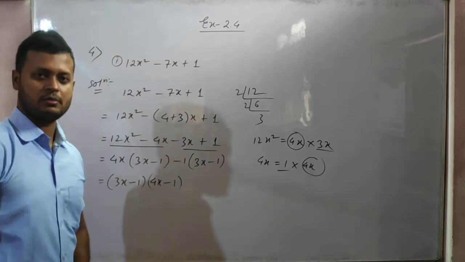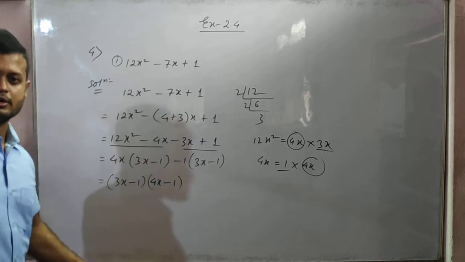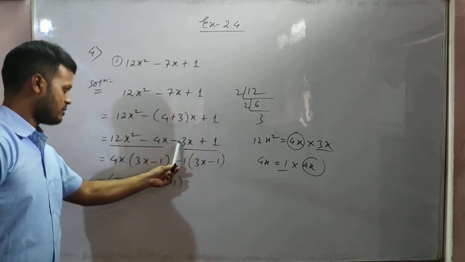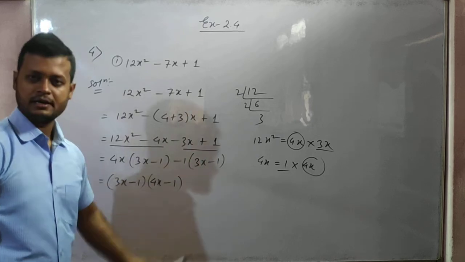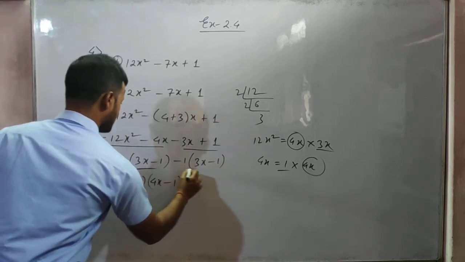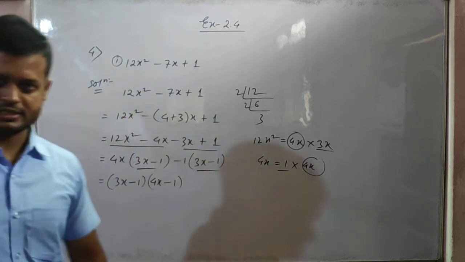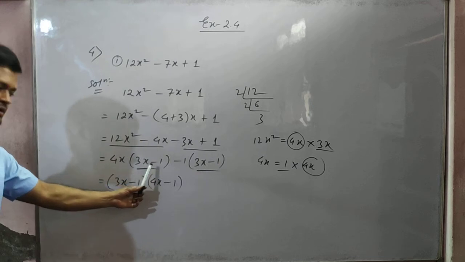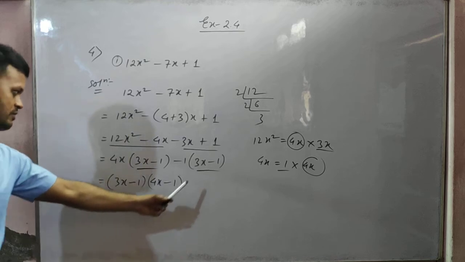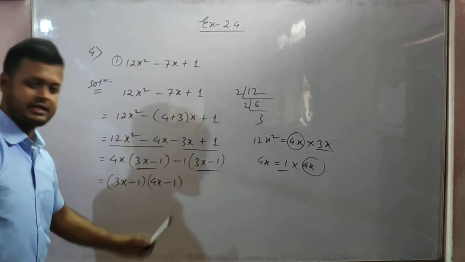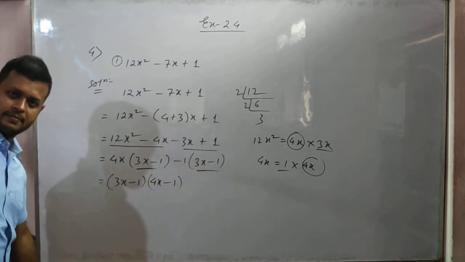From these two terms, what is common? Only 1 is common. So I am taking minus 1 common. From here if I take minus 1 common, I will get 3x. From the constant term, if I take minus 1 common, I will get minus 1. Now 3x minus 1 and 3x minus 1, you take common. From here if I take 3x minus 1 common, I will get 4x. From here I will get minus 1. Okay, so these are the factors.